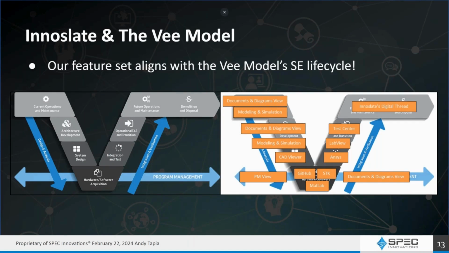And then when it comes to Innoslate, as I said before, our feature set is by design well aligned with the V model SE lifecycle. So each of our features does play a role in the V model. That includes things like our project dashboard views, documents and diagrams views, modeling and simulation capabilities, even some of our design tool integrations and test center, among other things.